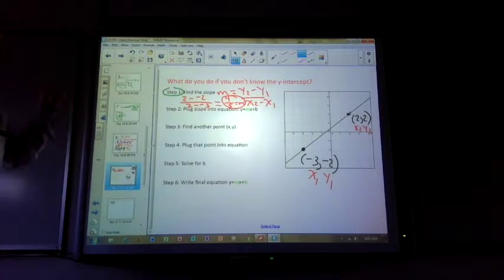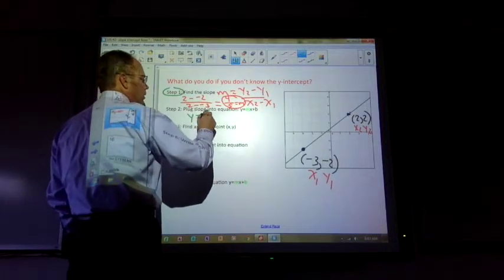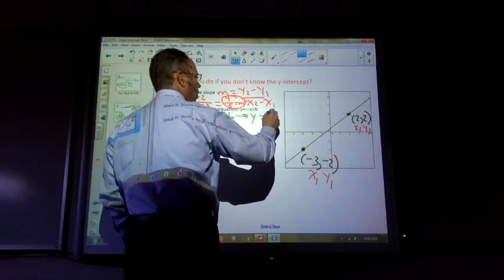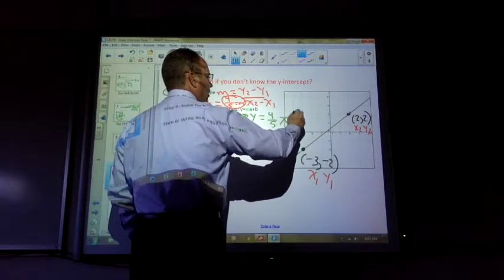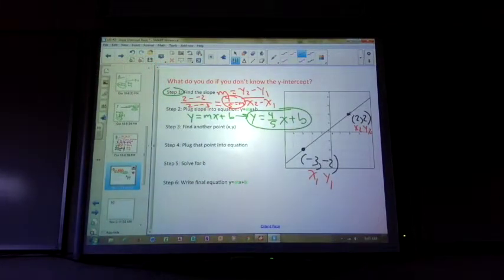Next step, plug the slope into y equals mx plus b. Okay, I could do that. Using this equation, now I'm going to get y equals 4 over 5x plus b. Okay, I think that makes sense. Let's plug the slope back into that equation. Find another point x, y. What does that mean?